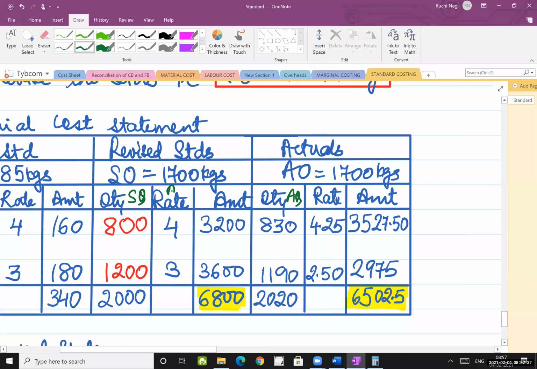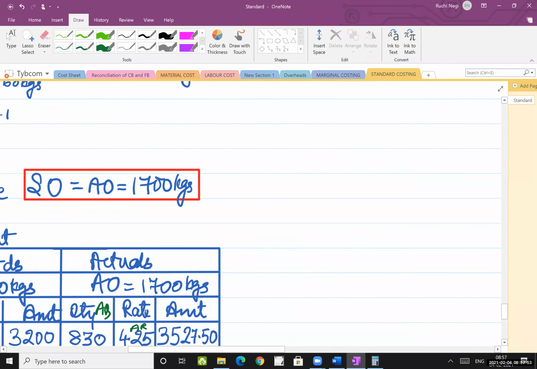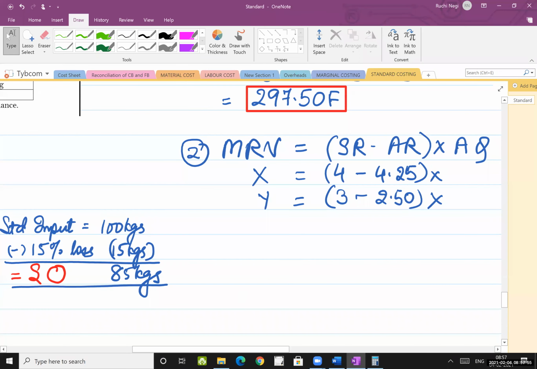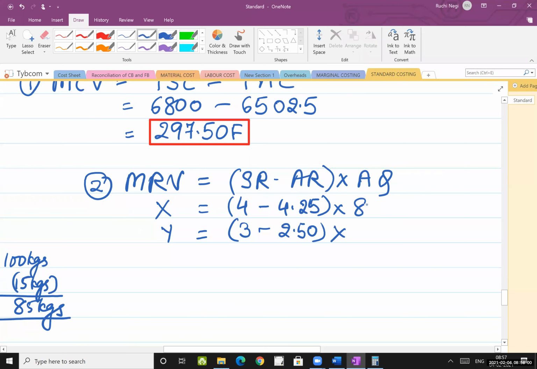I repeat. Here is your standard rate. Here is your actual rate. So my actual quantity is 830 and 1190. Solve this.